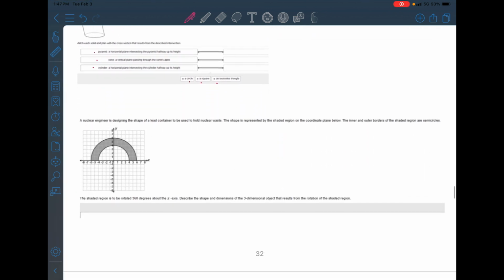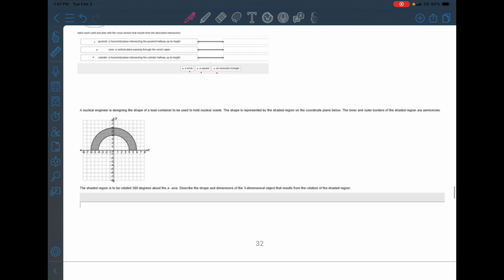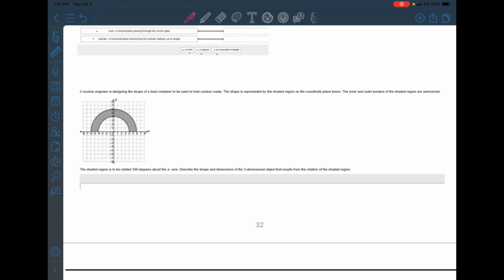On this problem, it says a nuclear engineer is designing the shape of a lead container to be used to hold nuclear waste. The shape is represented by the shaded region on the coordinate plane below. The inner and outer borders of the shaded region are semicircles. So the shaded region is to be rotated 360 degrees about the x-axis, this is my x-axis, and describe the shape and dimensions of the three-dimensional object that results from the rotation of the shaded region.